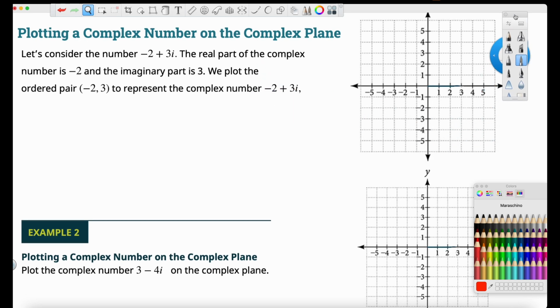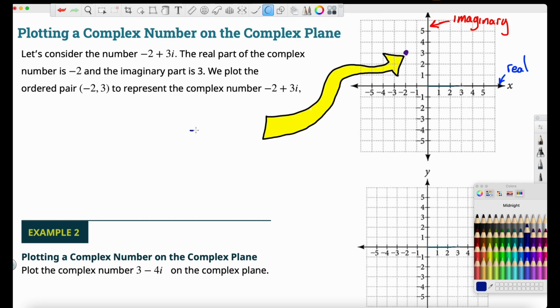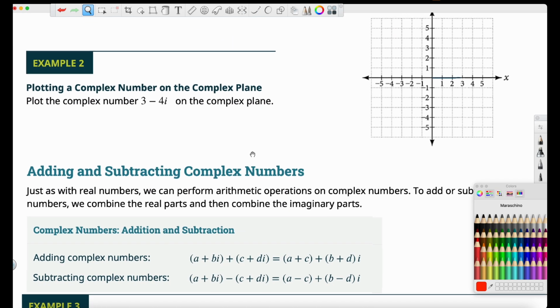Let's take a look at how we could look at this visually, okay? So plotting a complex number on the complex plane. Let's take this complex number, in standard form, -2 plus 3i. So we're going to say that the x-axis is the real number axis, and the y is the imaginary axis. So we could take -2 plus 3i and plot it as the point (-2, 3), where the -2 is the real number and the 3i is the imaginary. All right, hope that makes sense.